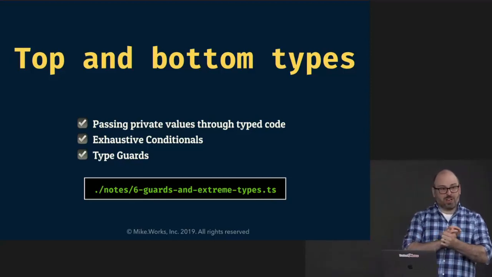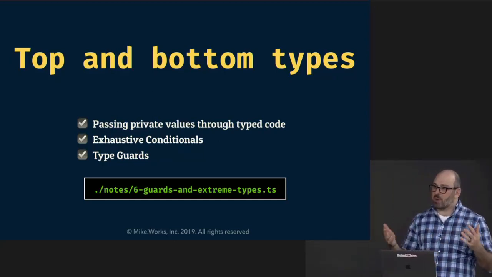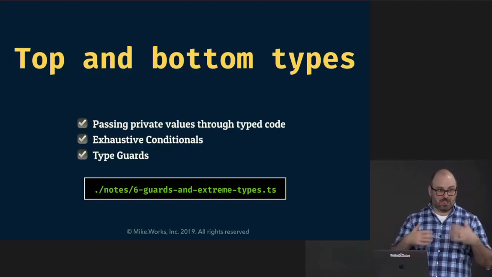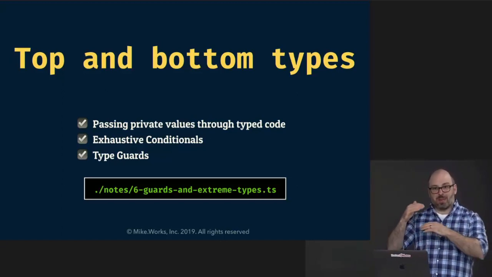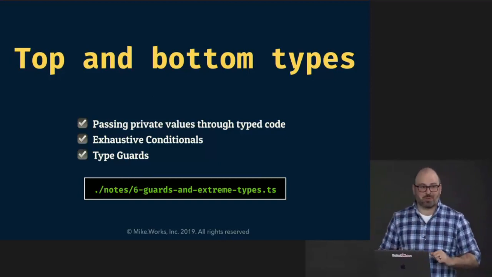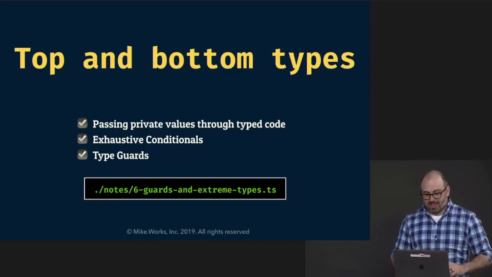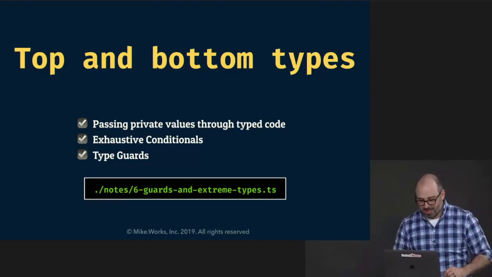We'll look at exhaustive conditionals. And finally, we'll take a look at all of the various kinds of type guards we can build and use that can be used with conditionals to narrow a type down so you can get something more specific. So let's open up our notes to number 6, guards and extreme types.